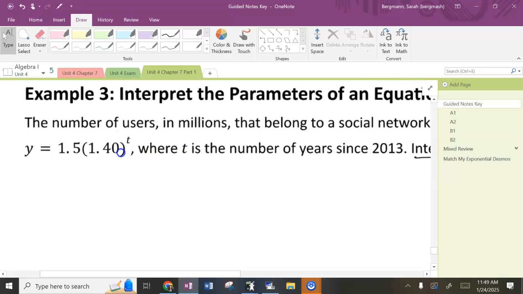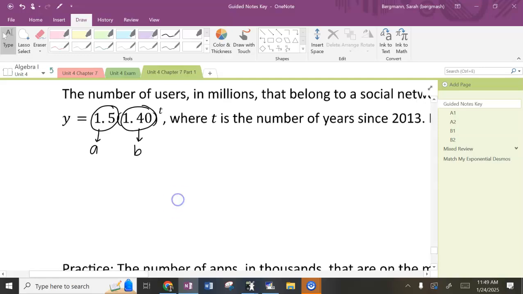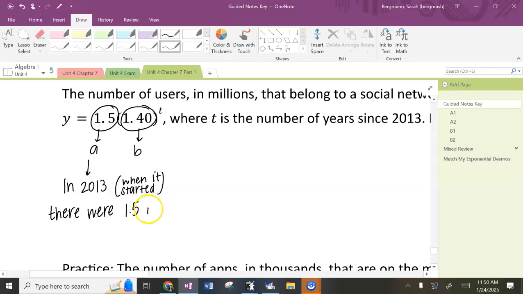First you have to be able to pick out the a and the b. The a in this case is 1.5. The b is 1.4. Remember, a is the starting amount. So you're going to look at when this started. It was 2013. You want to be really specific about when it started, so give a specific year if possible. In 2013, there were 1.5 million users on this social media site. Remember, a always stands for the starting amount.